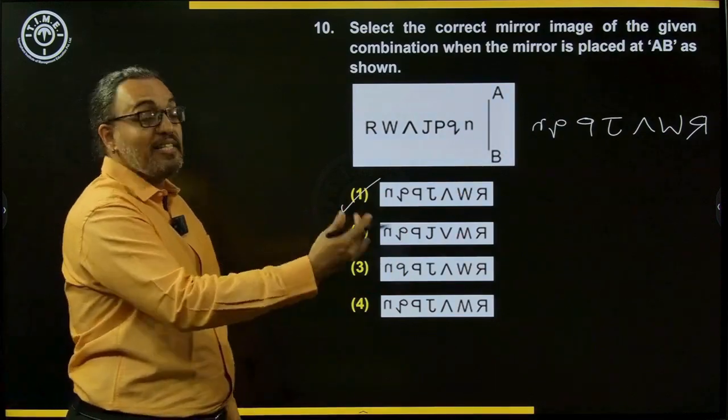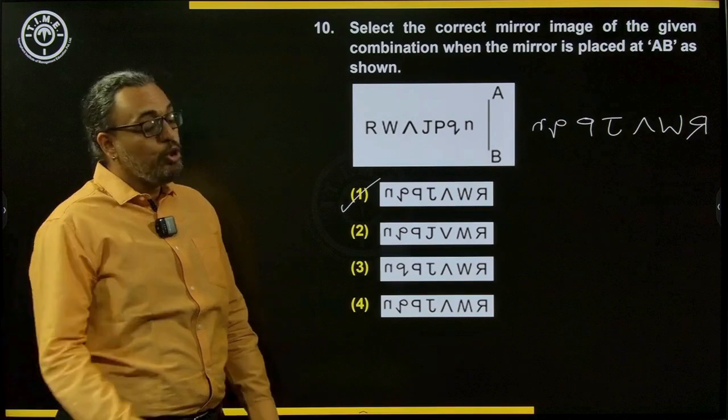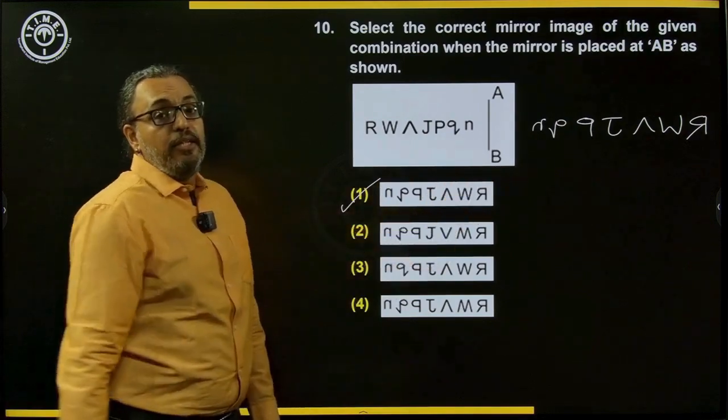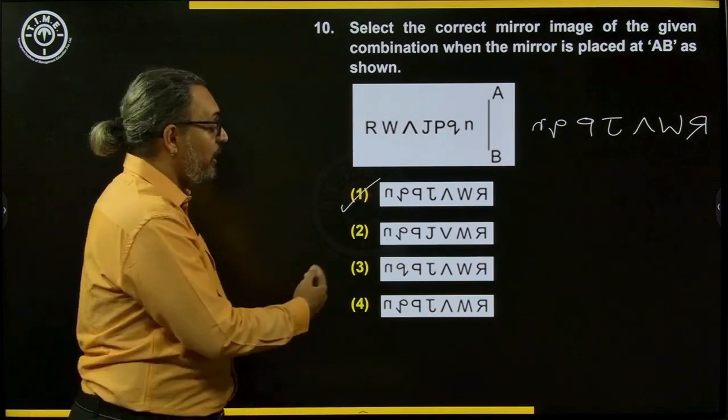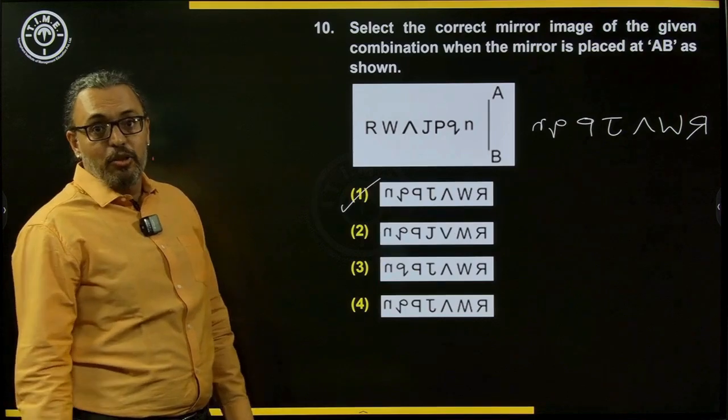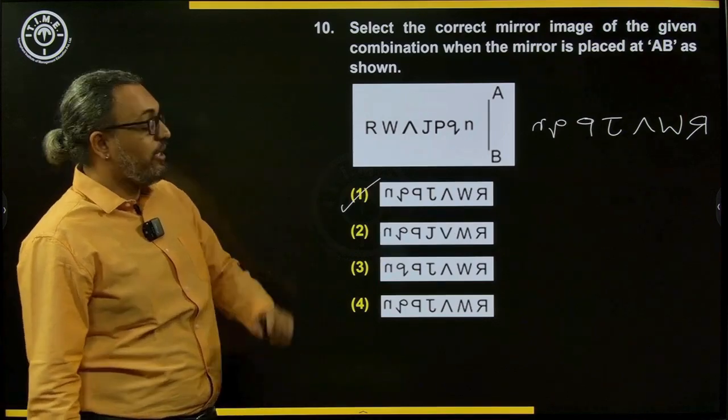So do what is necessary to get the answer, mark and move on. You don't need to completely do it and then only check the options. Parallelly keep checking the options and start eliminating those options. Understood the point? Okay. So yeah, mirror.